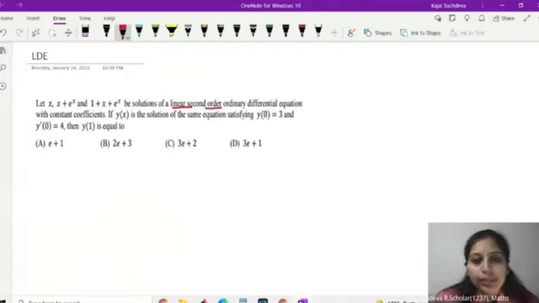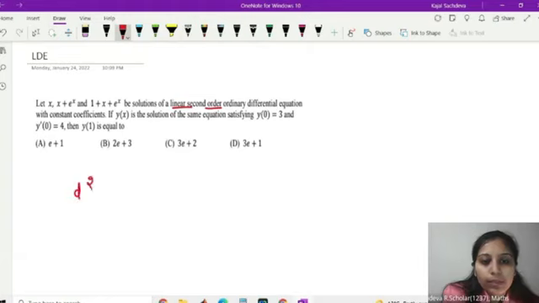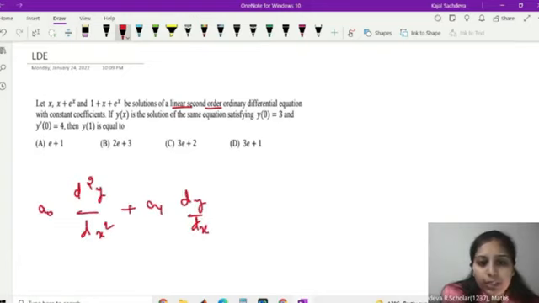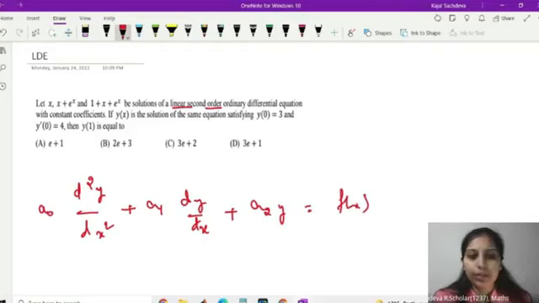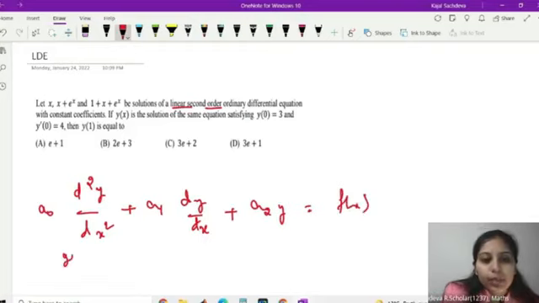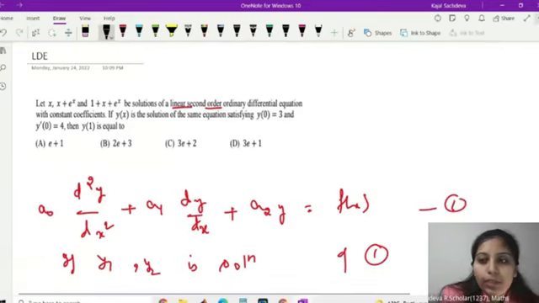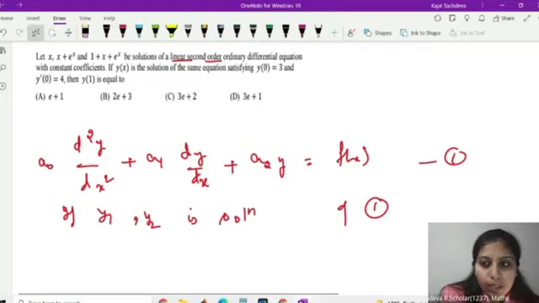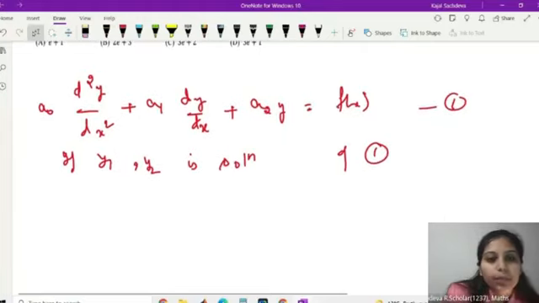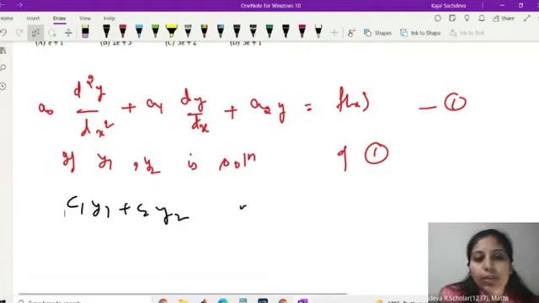So we have a result: say we have a second order differential equation with constant coefficients, a naught y double dash and so on. I am taking second order here, but you can take a general degree equation. We are saying that if y1 and y2 are solutions of the first, then the linear combination will be a solution. In a homogeneous equation, c1 y1 plus c2 y2 is also its solution.